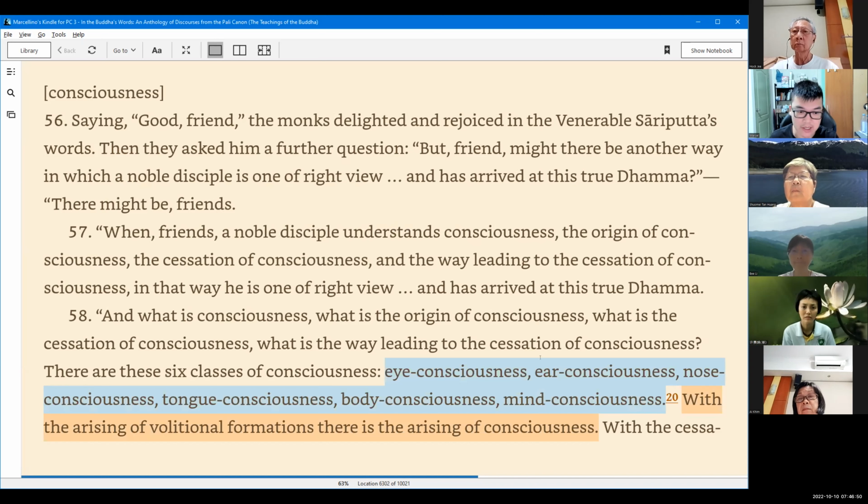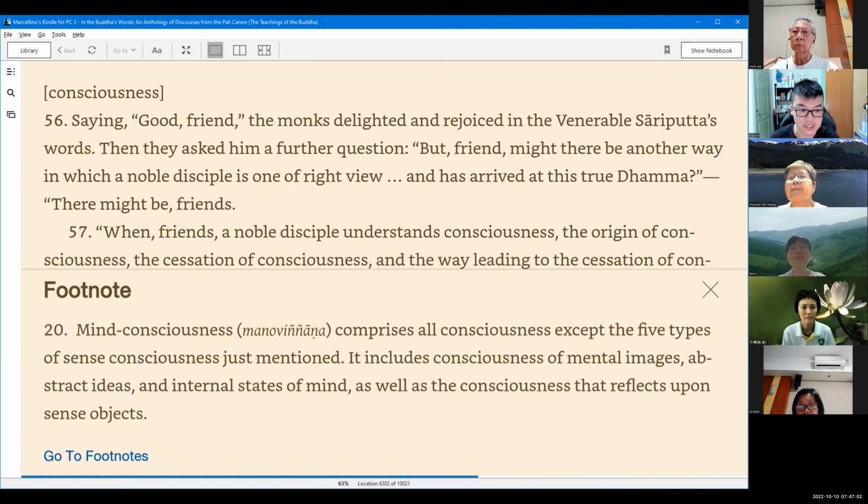The rest follows the same pattern here, but consciousness here is defined as eye consciousness, ear consciousness, all the way to mind consciousness. Footnote number 20. Mind consciousness, mano-vijnana, comprises all consciousness except the five types of sense consciousness just mentioned. It includes consciousness of mental images, abstract ideas, and internal states of mind, as well as the consciousness that reflects upon sense objects.